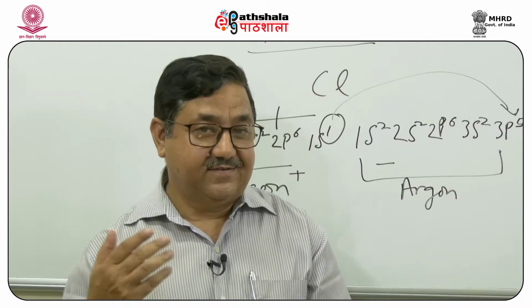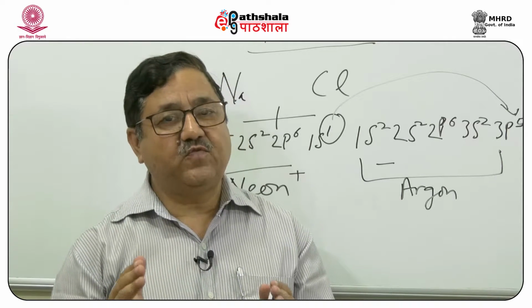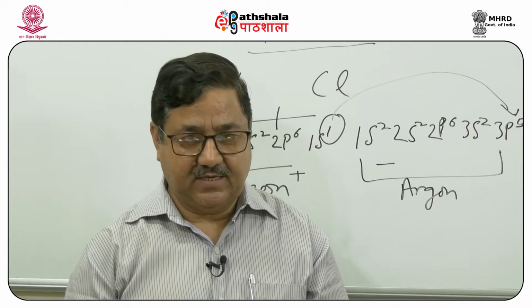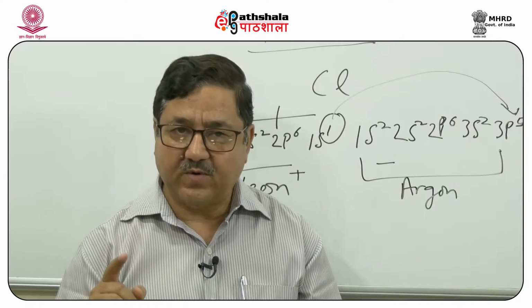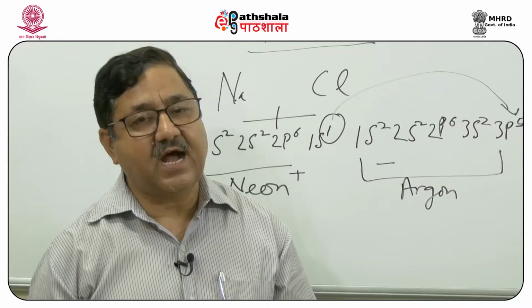However, there are complications. The complication is that there is no fixed radius of oxygen. It can vary from 1.35 to 1.42 angstrom depending upon how many other oxygens are around it.